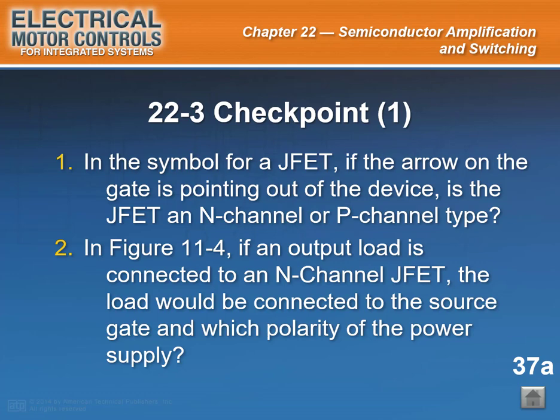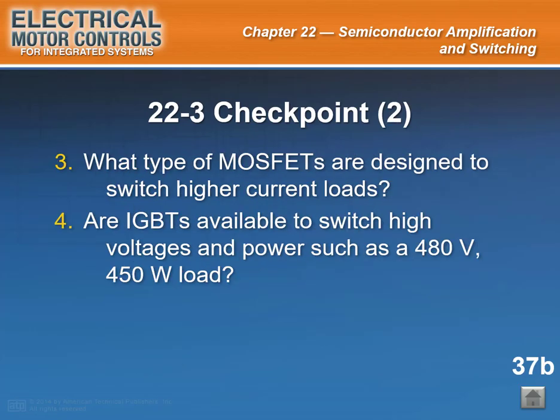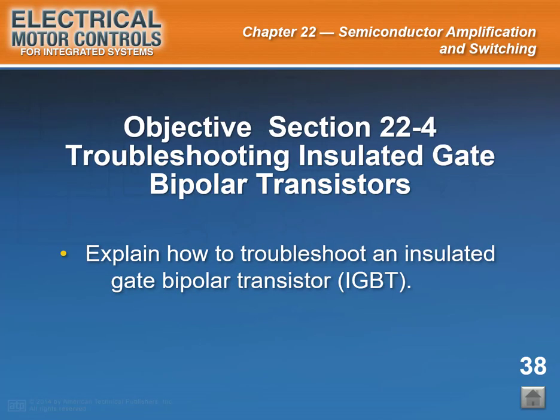Slide caption, 22-3. Checkpoint. In the symbol for a JFET, if the arrow on the gate is pointing out of the device, is the JFET an N-channel or P-channel type? In figure 11-4, if an output load is connected to an N-channel JFET, the load would be connected to the source gate in which polarity of the power supply? What type of MOSFETs are designed to switch higher current loads? Are IGBTs available to switch high voltages and power such as 480 volt, 450 watt loads? End of slide 37.